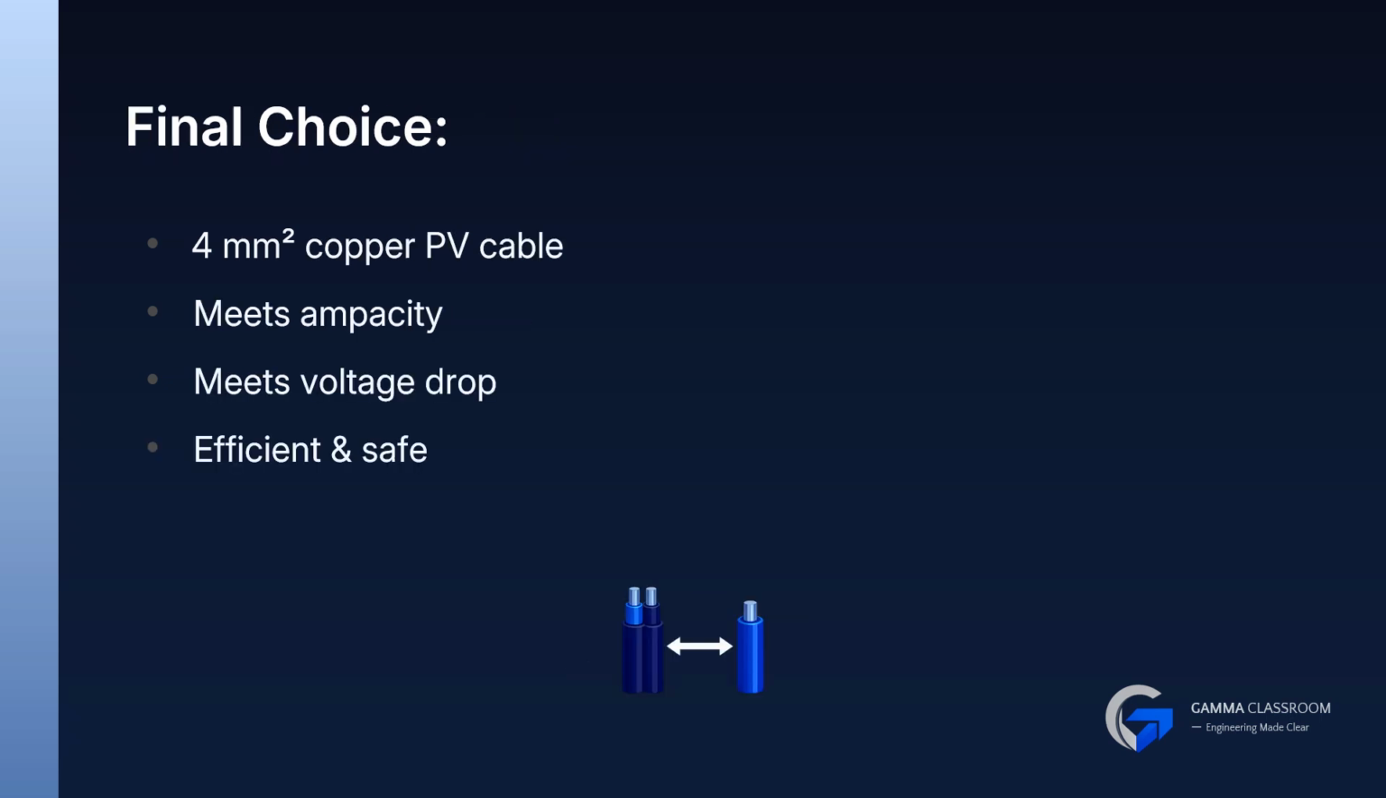The final cable selection is 4 square millimeter copper PV cable. It meets both ampacity and voltage drop requirements, making it safe and efficient.